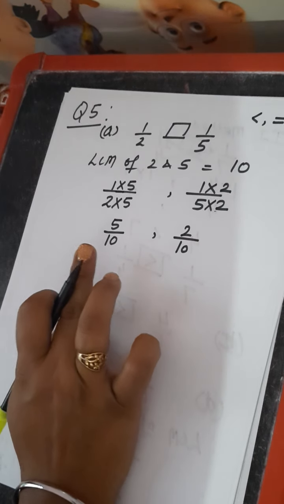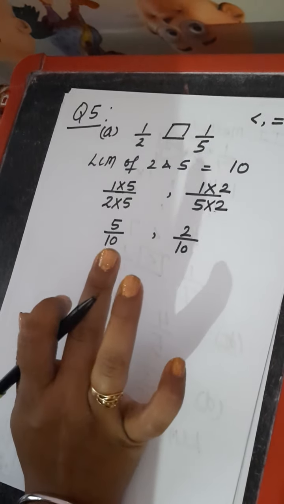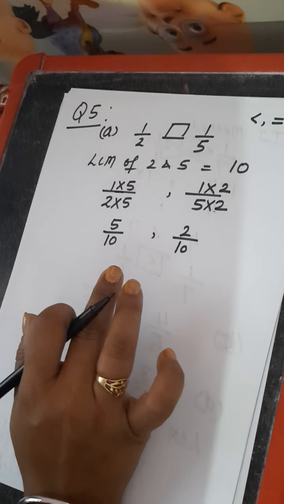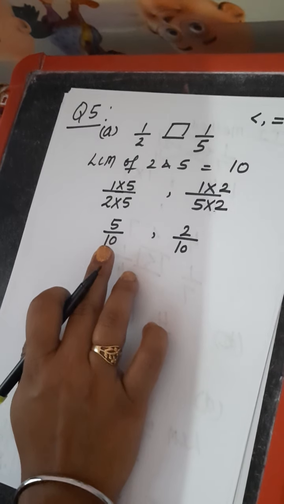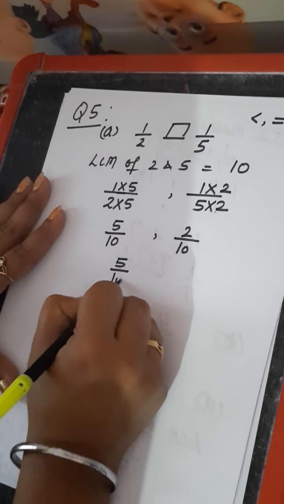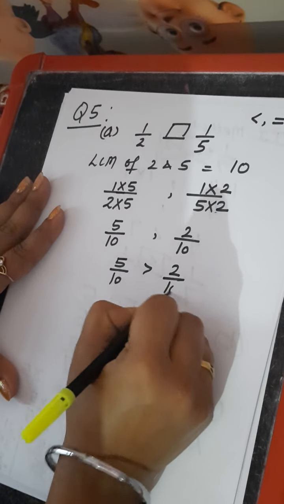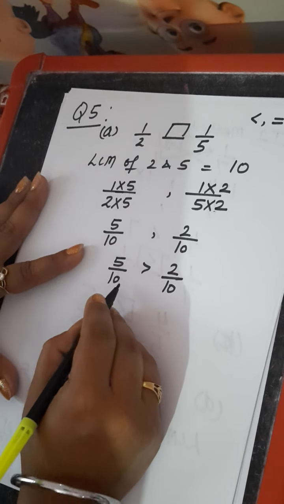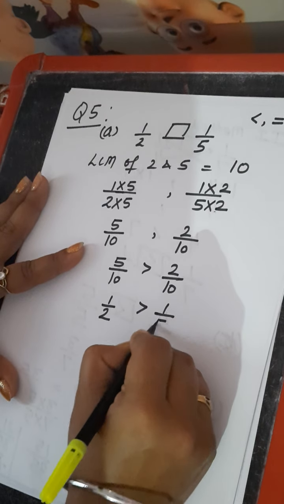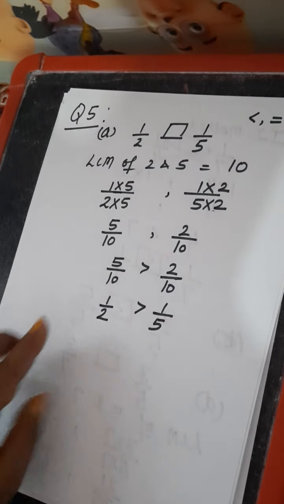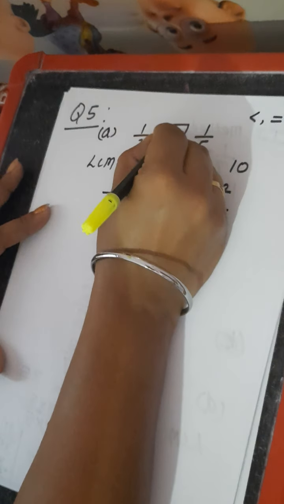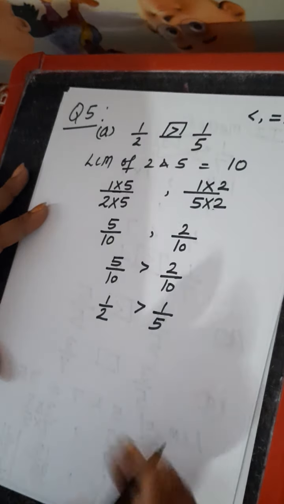Now in this case, the denominators are the same. After taking LCM, denominators are same, so we have to compare the numerators. Here 5 upon 10 is greater than 2 upon 10. So I will write that 1 upon 2 is greater than 1 upon 5. So here I will use the sign of greater.